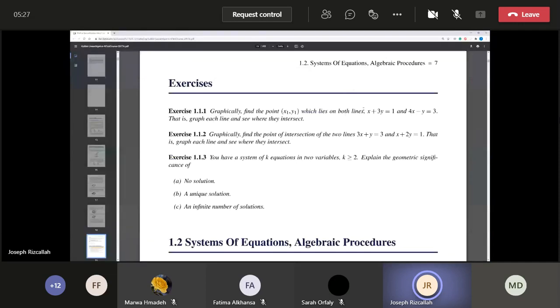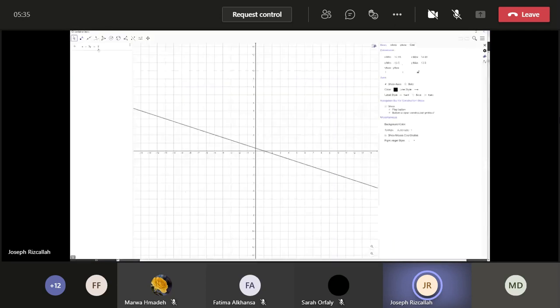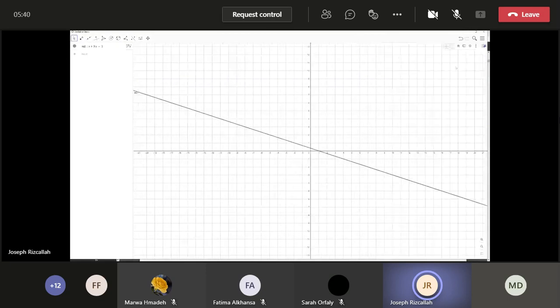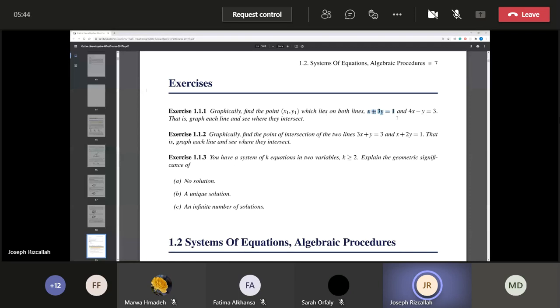Okay, so the first equation is x plus 3y equals 1. Let's plug it into GeoGebra here. Okay, just plug it in, and this is a straight line, right? The second one is this equation, 4x minus, oops, what happened?